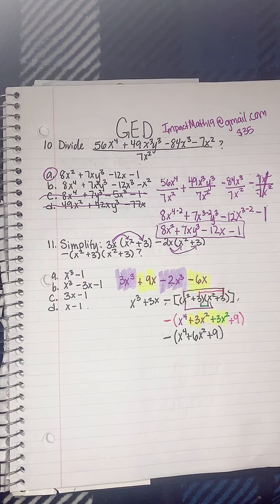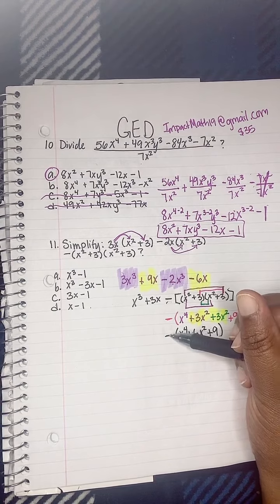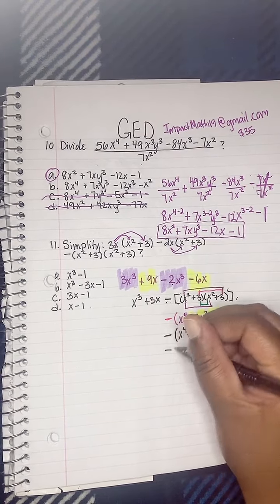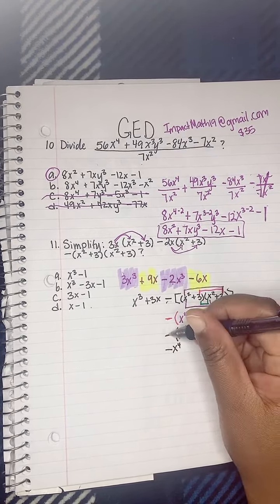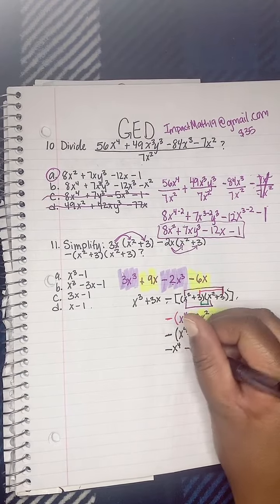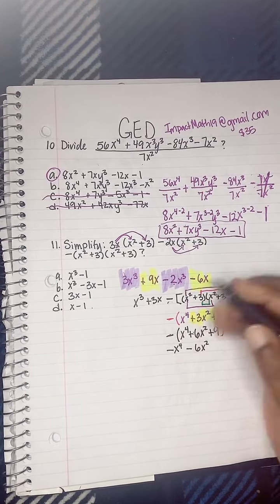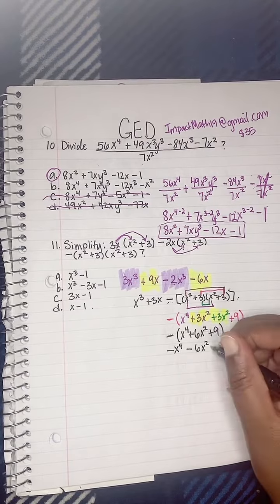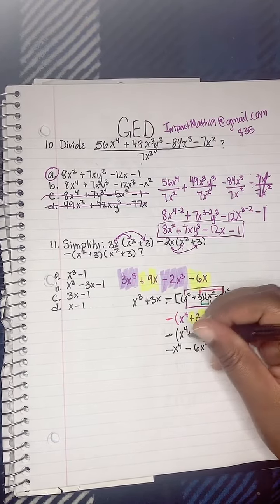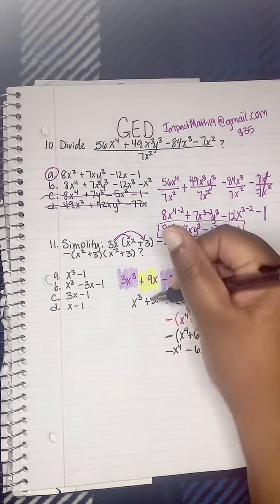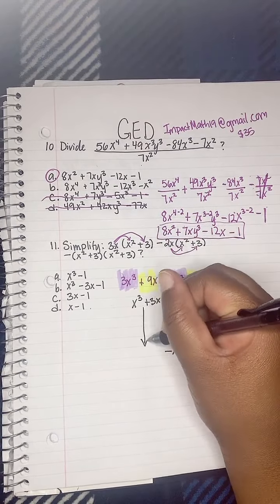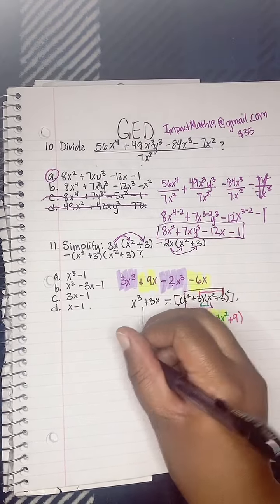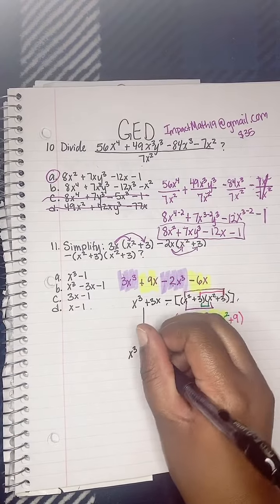So make them negative. Good. Because we're doing a negative times a positive, which is a negative x to the fourth. A negative times a positive is a negative 6x squared. And a negative times positive, negative 9. You switch all the signs in here. Wonderful. And now we can drop this part down that we didn't use. X to the third plus 3x.